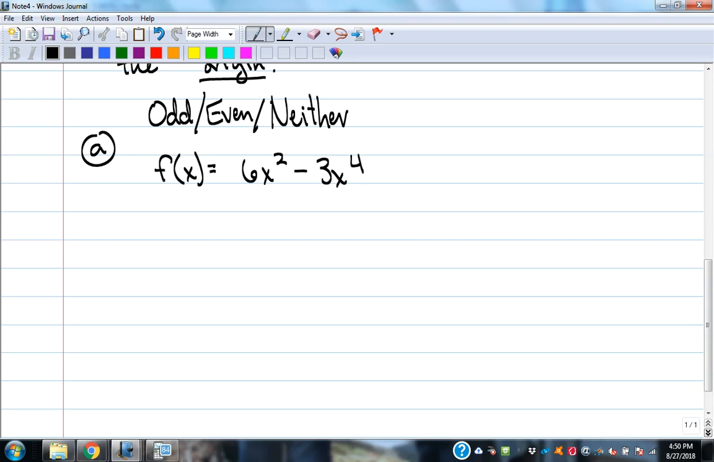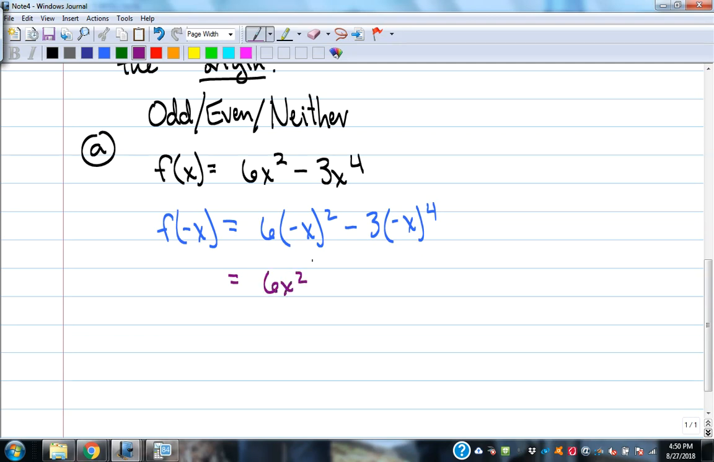All right, here's our function. We want to know is that odd, even, or neither. So we've got an equation, so we're going to do the algebraic test. If I plug in negative x, what happens when I square negative x? It becomes positive. 6 times positive x squared would be 6x squared. So that one stayed the same.